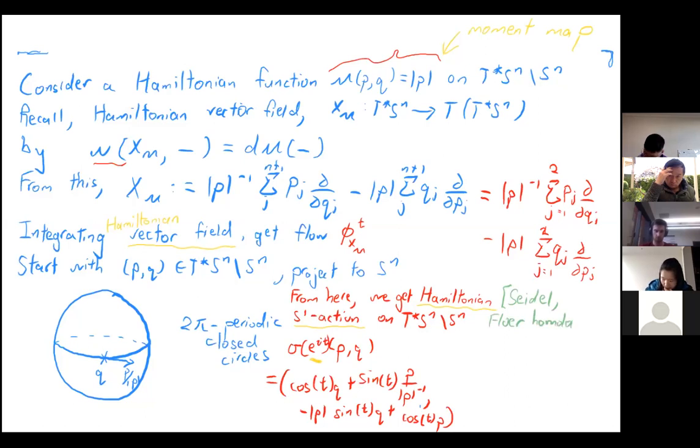Seidel flow homology. I can't see that either. Okay, I move it, maybe here. Why is everyone else able to see this? This is the bottom of what I can see. Oh, okay, sure.